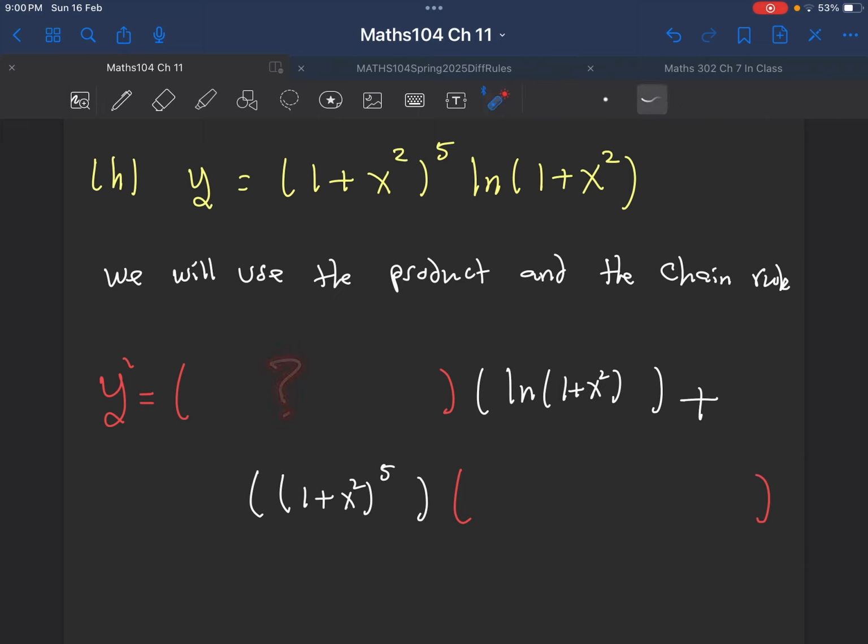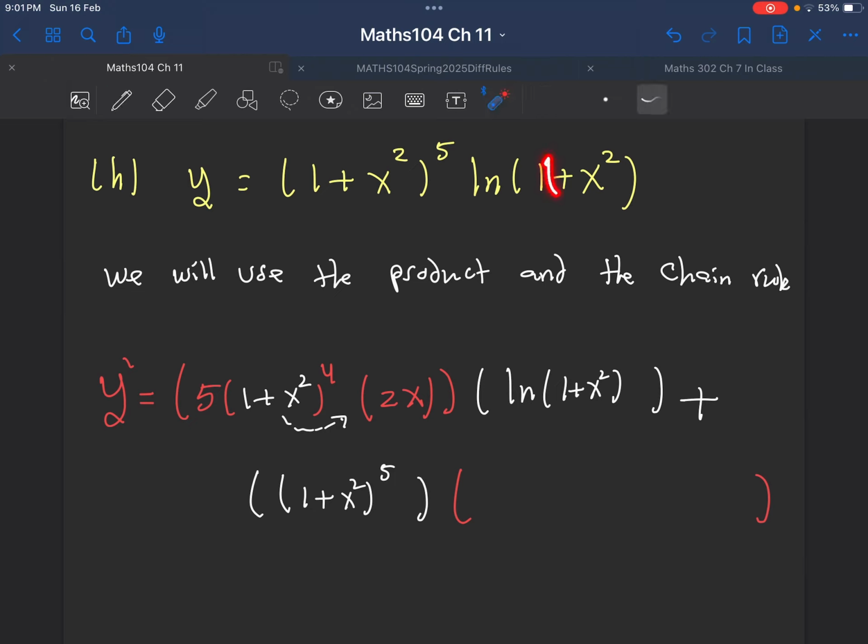Now what is the derivative of something to the power of 5? Remember, something to the power of 5 will be 5 times that to the power of 4, and whatever is inside will stay as is, and then we multiply by the derivative of the inside, which is just 2x. So this is the chain rule for the power of 5.